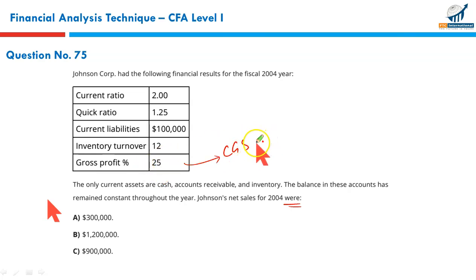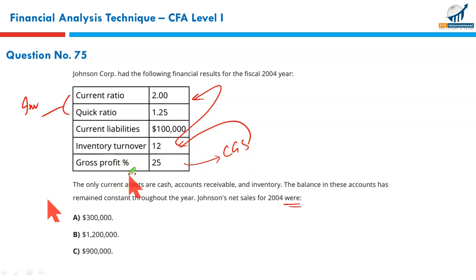But CGS cannot directly be calculated because we have inventory turnover, right? Inventory turnover requires inventories. Do we have the inventories? Without inventory, we cannot find CGS. For inventory, we have to resort to current ratio and quick ratio. The difference between these two is your inventory. So it's a flow of information. First, you need to find your inventory. This inventory will feed into your inventory turnover formula. This will give you CGS. And after you find your CGS, you get your sales. Amazing question.